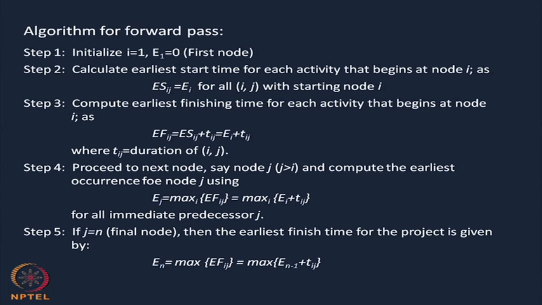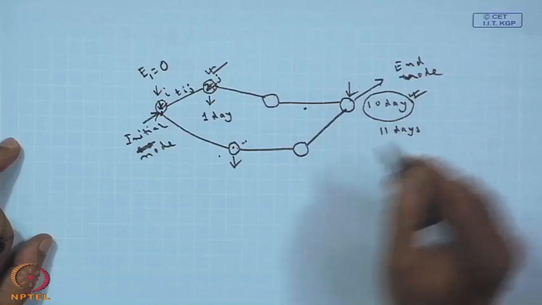Step 4 is you have to proceed to the next node, say node j, and compute the earliest occurrence time for node j. If you see the formula we have given, E j equals maximum over i of (E i plus T i j). So, why are we taking the maximum?